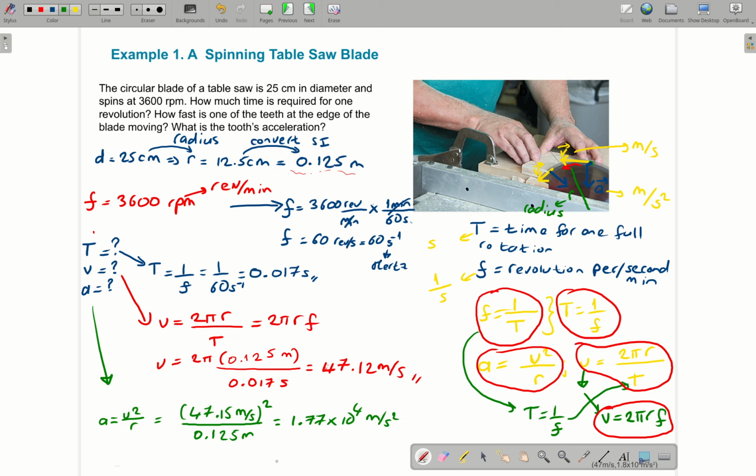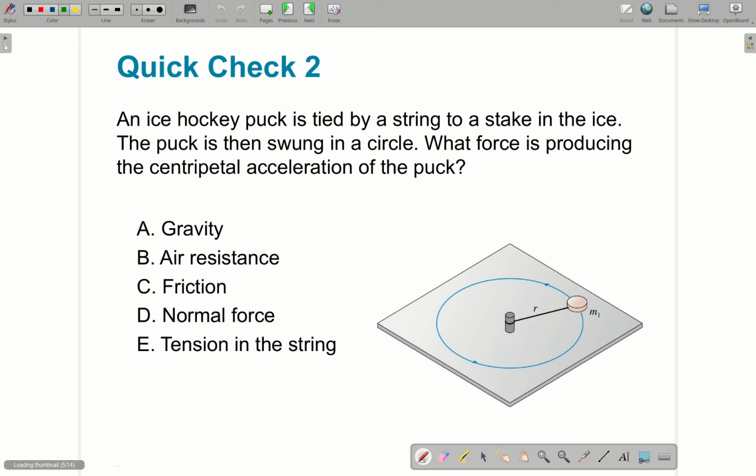And this is fast. Now, does it make sense? That's about 1.8, we can round it to that. This is a really, really large acceleration. And if you have ever seen a table saw, you would know that they rotate really fast, and that gives them a strong force. All right, these are the properties of uniform circular motion. We'll look at some more questions, and I'll let you go after that.